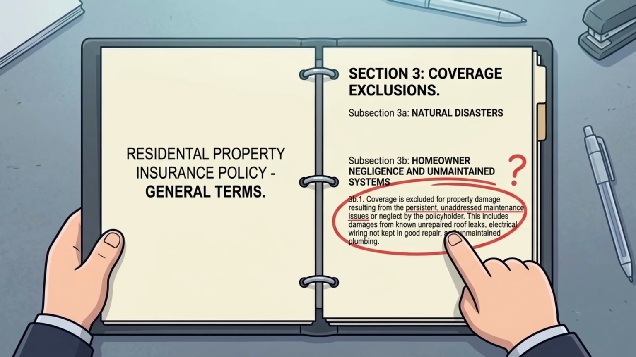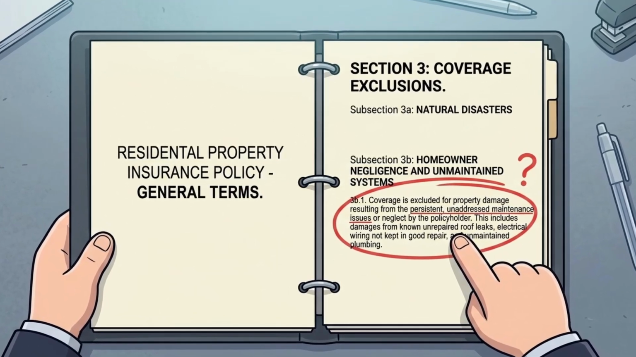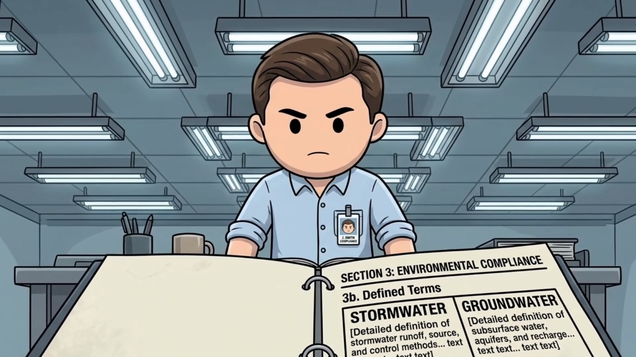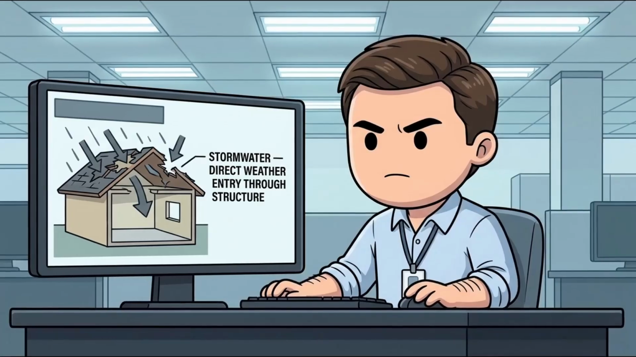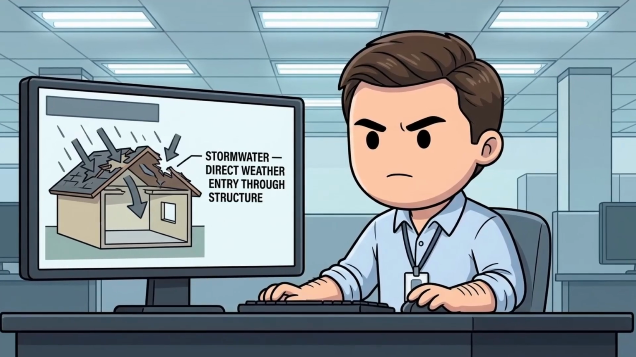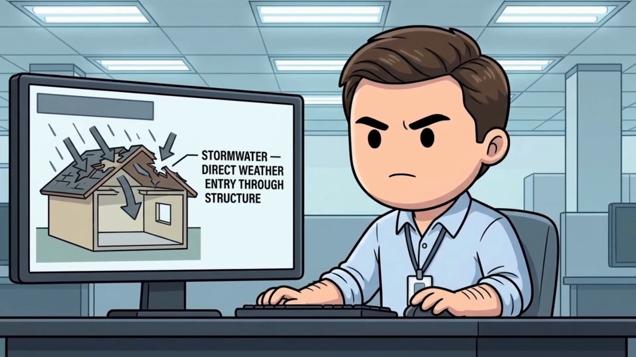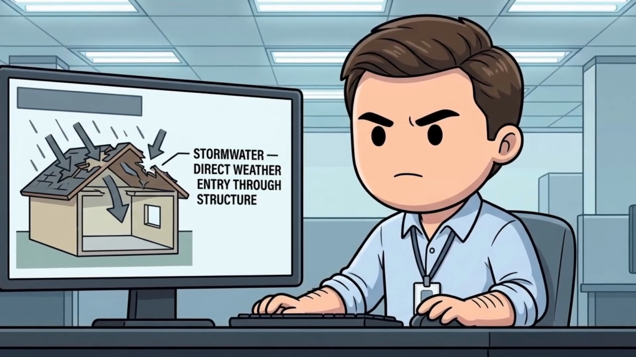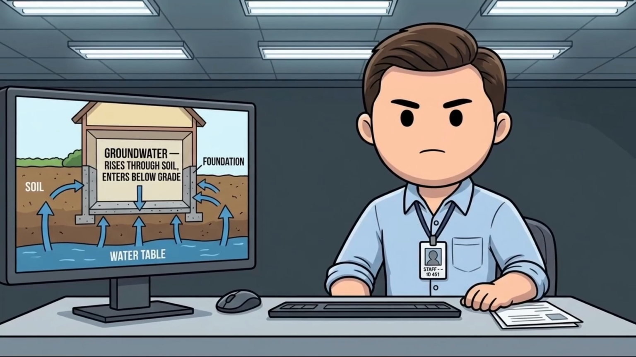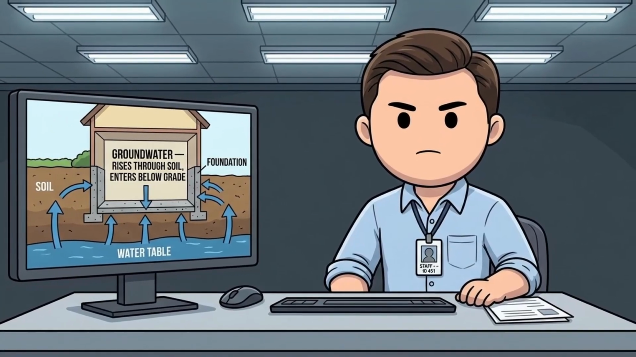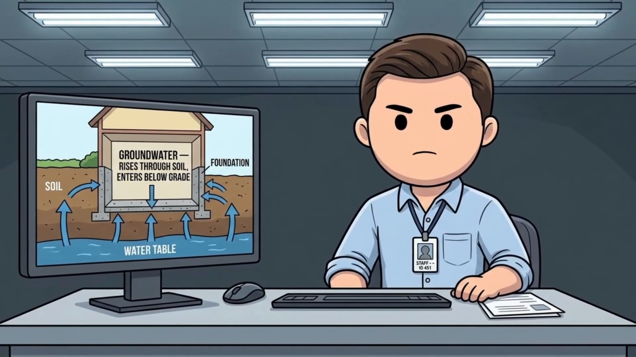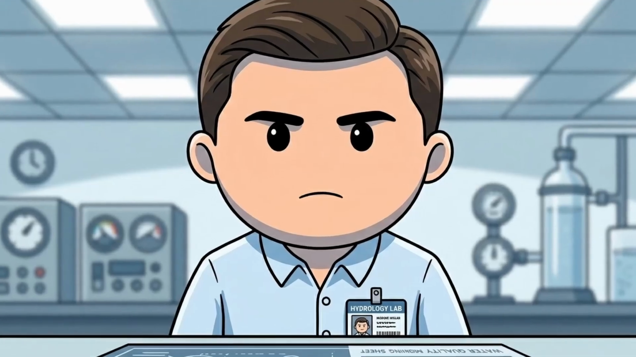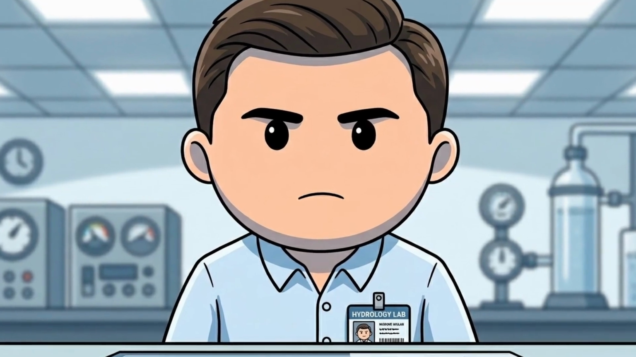You have read subsection 3B of the policy. He has not. Subsection 3B draws a distinction between stormwater and groundwater. Stormwater is water that enters the structure directly as a result of a specific weather event through a broken window, a compromised roof, an overwhelmed gutter system. Groundwater is water that rises through the soil and enters the structure through foundation walls, floor joints, or below-grade openings. The distinction is hydrological. It is also consequential.